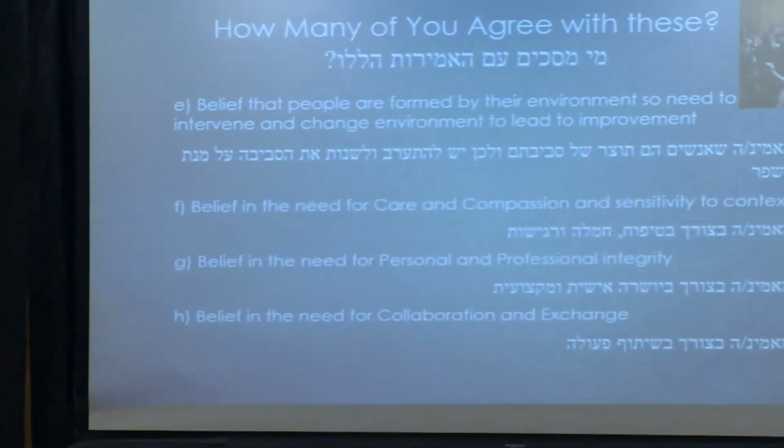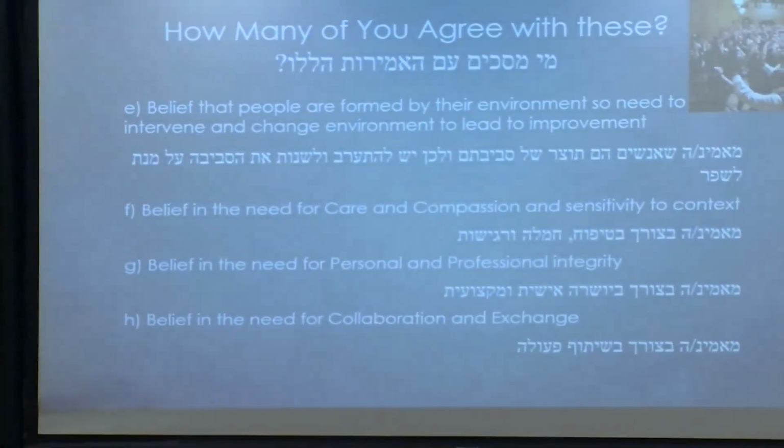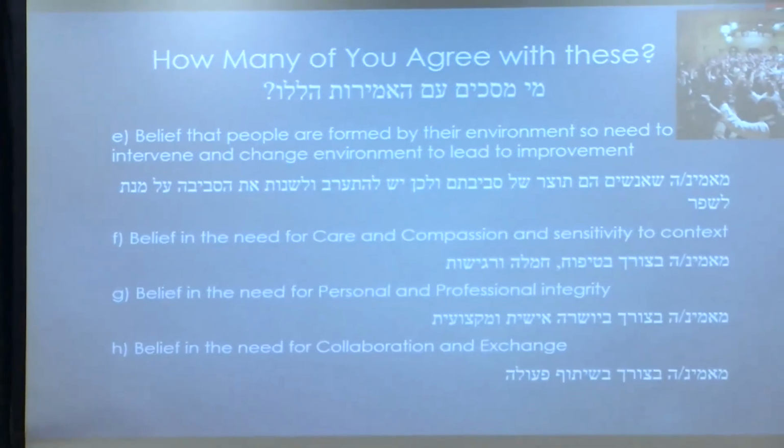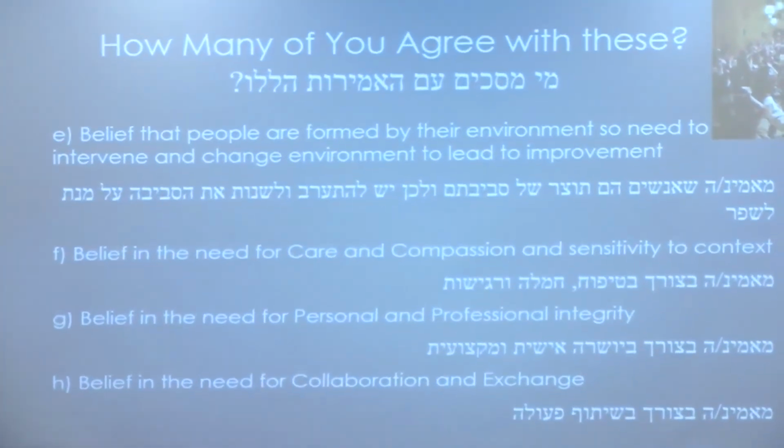So the next one is the belief that people are formed by their environment, so that we need to intervene and change the environment to change the situation. So a lot of community engagement. That's the belief that people are formed by their environment. So how do you deal with that? You need to change the environment. The problem here is that if you believe this, then at the same time you can't necessarily hold individuals responsible for their behavior.